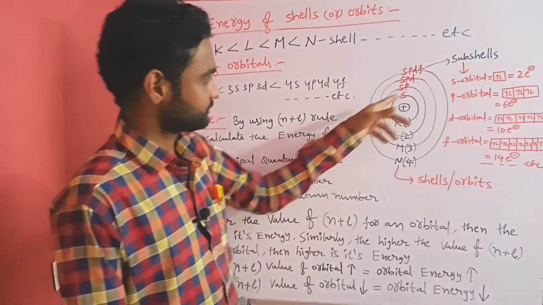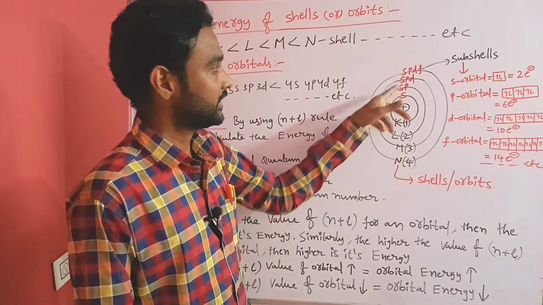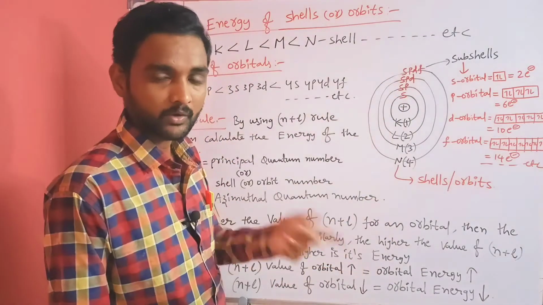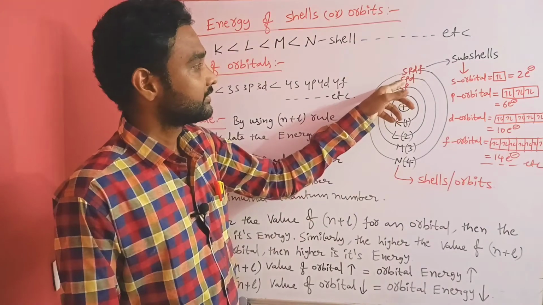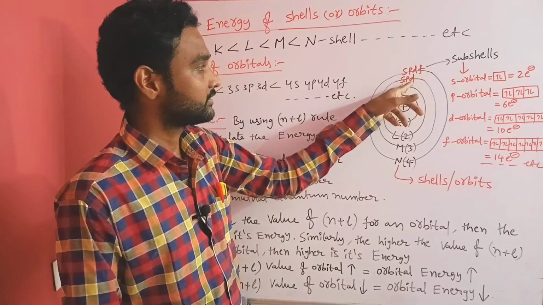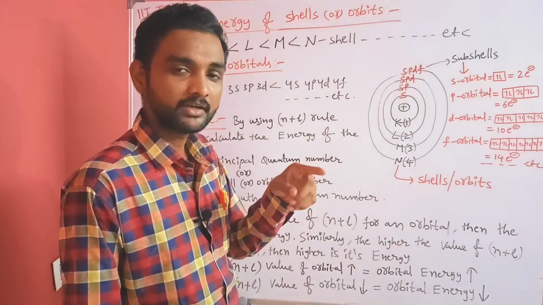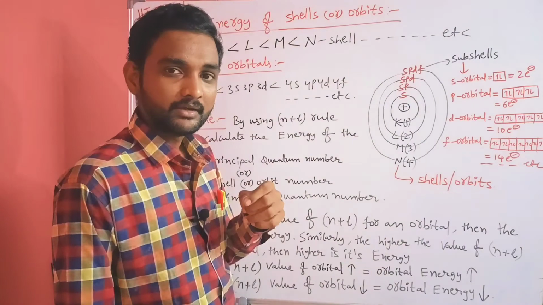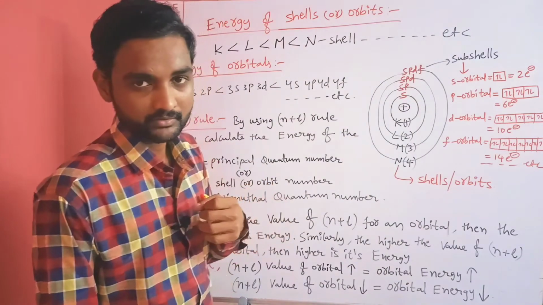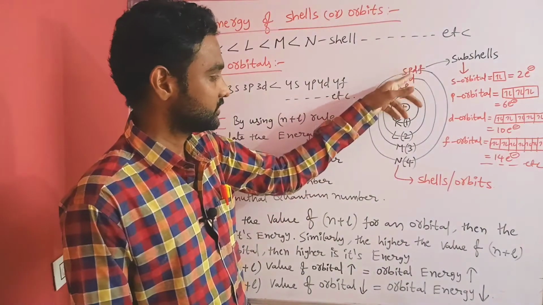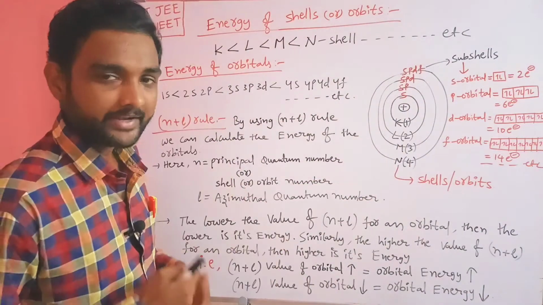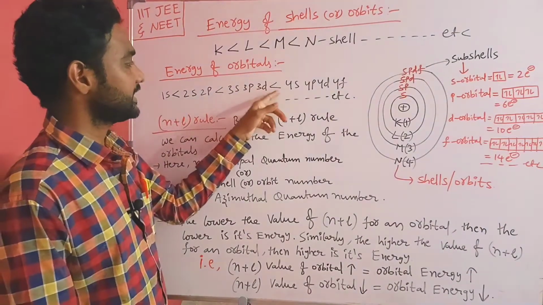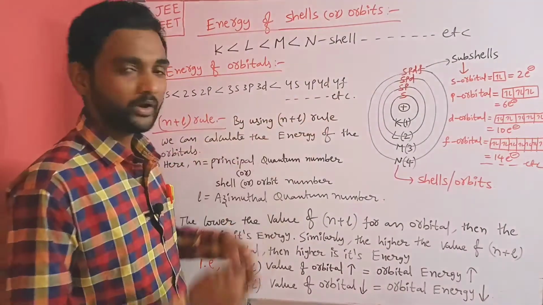Now here see, in the third shell there are 3 subshells. In those 3 subshells again orbitals are there. What are they? 3s, 3px, 3py, 3pz, and 3dxy, 3dyz, 3dxz, 3dx²−y², 3dz². So like that, the fourth shell is also the same. Now the order is 1s is less than 2s, 2p is less than 3s, 3p, 3d is less than 4s, 4p, 4d, 4f and so on.